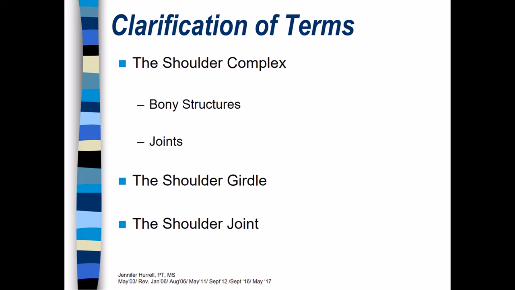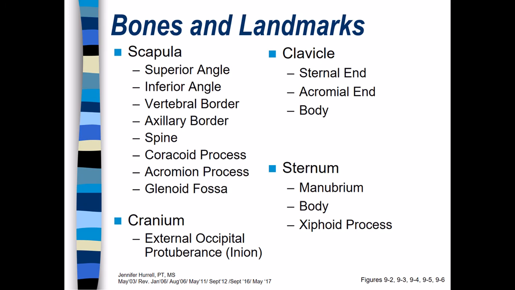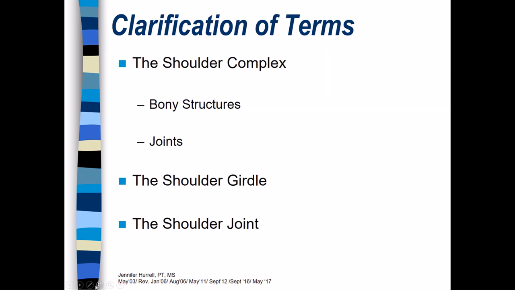It's the pure shoulder joint, the pure glenohumeral joint, where we've got the head of the humerus articulating with the glenoid fossa. The shoulder girdle has to do much more with the scapula and how the scapula articulates with the rib cage. We also see the scapula attaching to the clavicle, and the clavicle in turn attaching to the sternum. So we're looking at the scapula, clavicle, and sternum when we talk about the shoulder girdle, and the ribs for that matter.